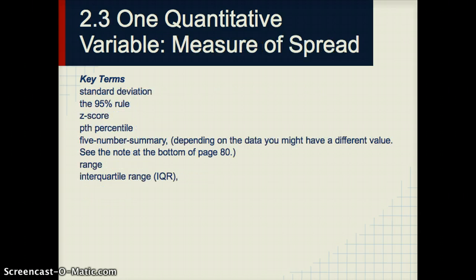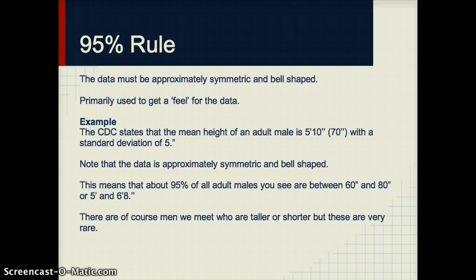Section 2.3, measures of spread. Again, a whole bunch of key terms. Many of them are computationally somewhat self-explanatory, but I did want to point out 2. The 95% rule, just a quick example of how it's used.